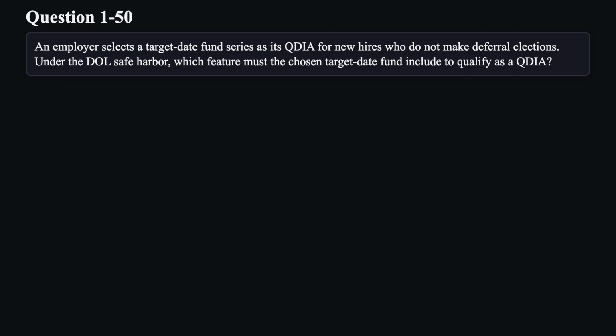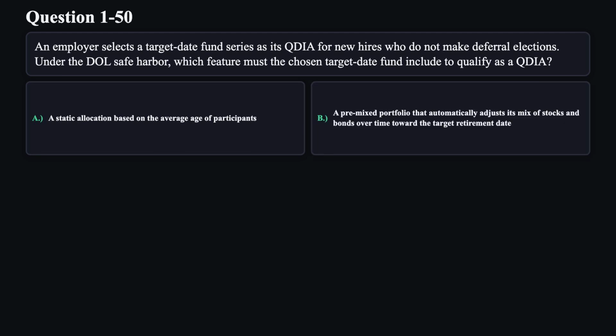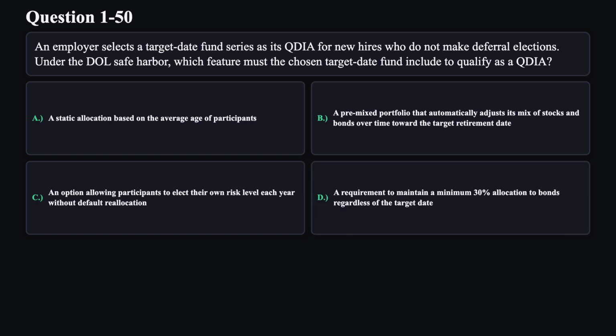Question 50. An employer selects a target date fund series as its QDIA for new hires who do not make deferral elections. Under the DOL safe harbor, which feature must the chosen target date fund include to qualify as a QDIA? A. A static allocation based on the average age of participants. B. A premixed portfolio that automatically adjusts its mix of stocks and bonds over time toward the target retirement date. C. An option allowing participants to elect their own risk level each year without default reallocation. D. A requirement to maintain a minimum 30% allocation to bonds regardless of the target date.